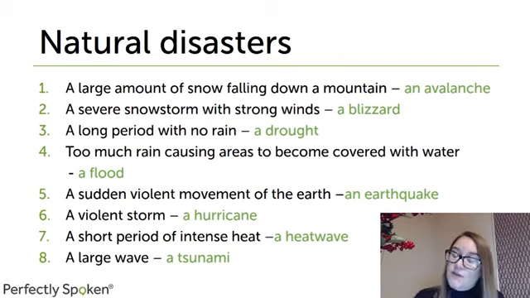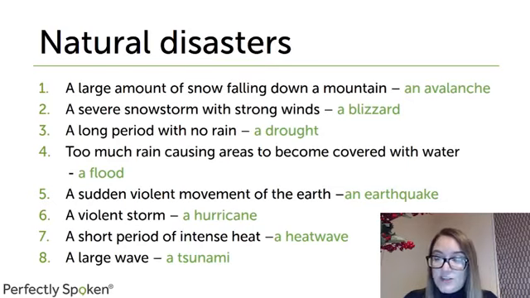So this is a word that we've borrowed from the Japanese language. It's not an English word, it's a Japanese word, tsunami. Okay, so the next stage, as you know, is to practice these words. So let's have a look at 8 sentences where the word is missing. Can you correctly complete the sentence with the natural disaster?